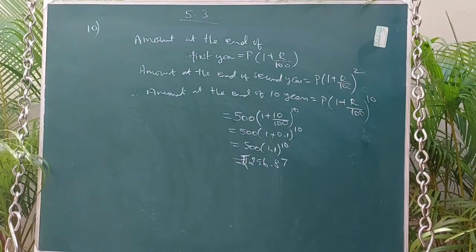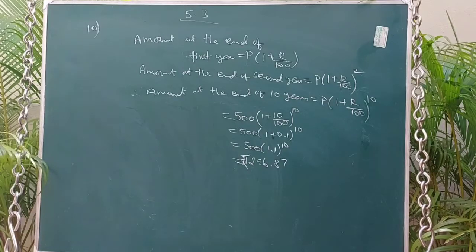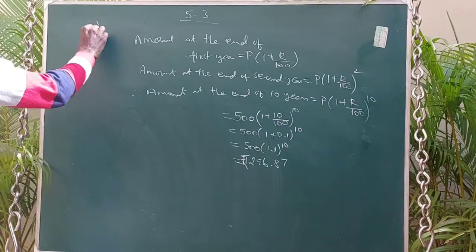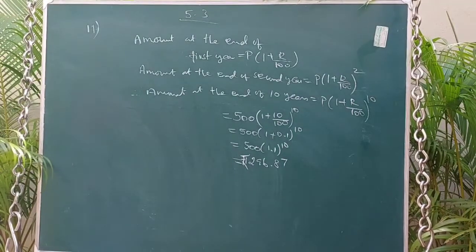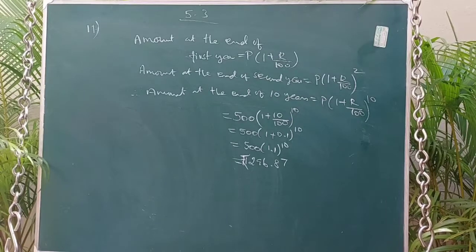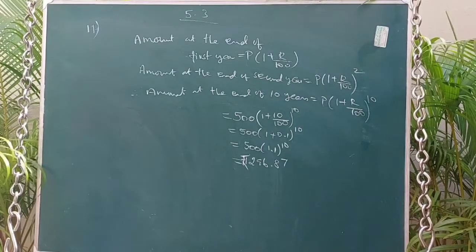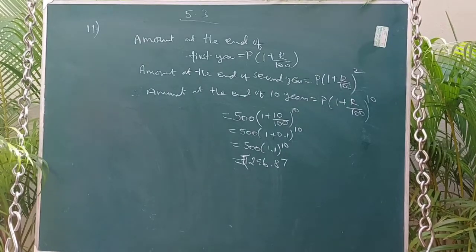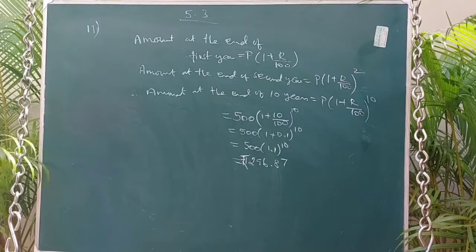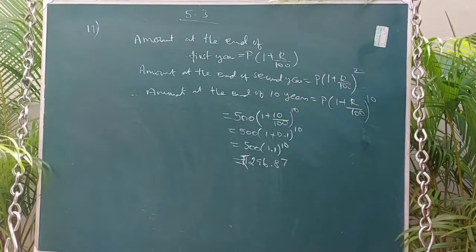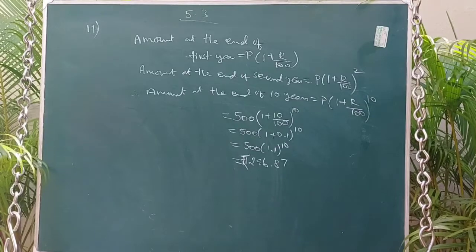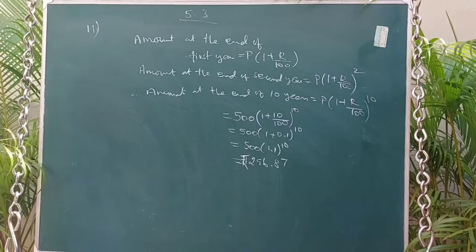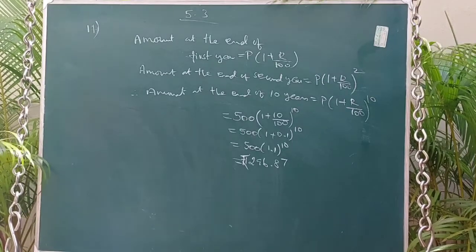Next, the question in exercise 5.3, so I think it is question number 11. What will rupees 500 amount to in 10 years after its deposit in a bank which pays an annual interest rate of 10% compounded annually? Listen my dear student, here the principal amount P is given as 500 and the rate of interest R is 10%. Our aim is to find out what will be the amount after 10 years.